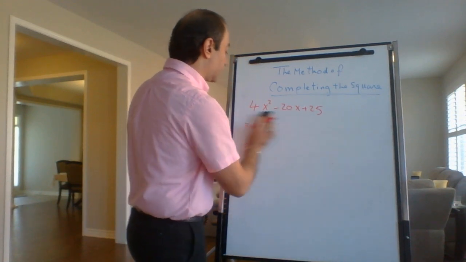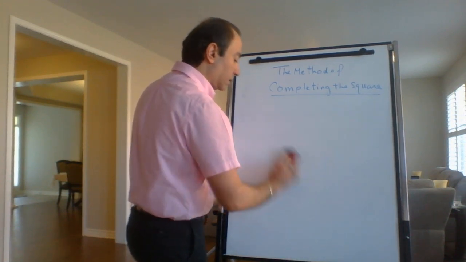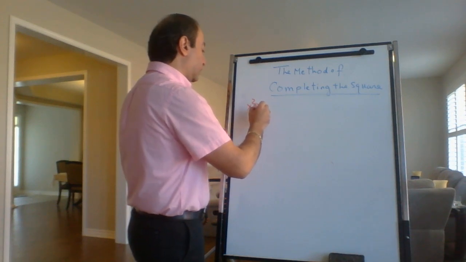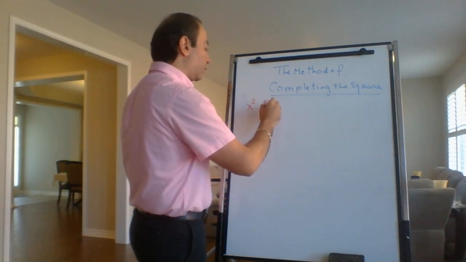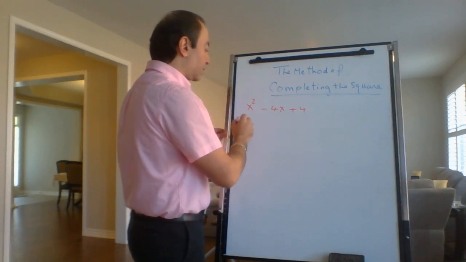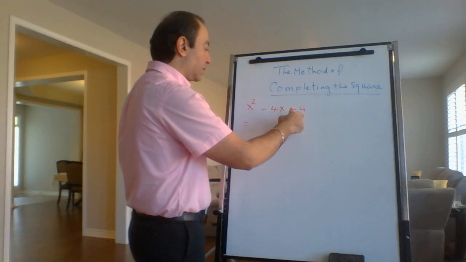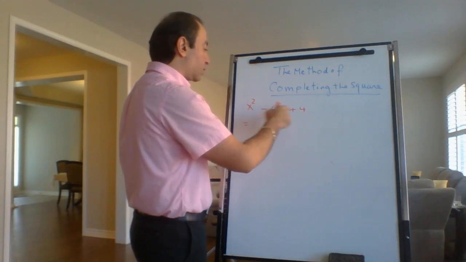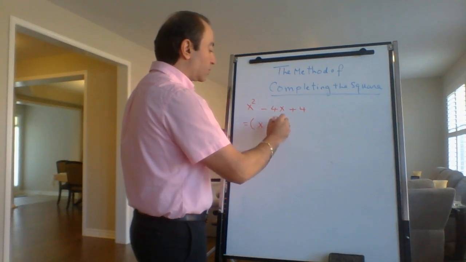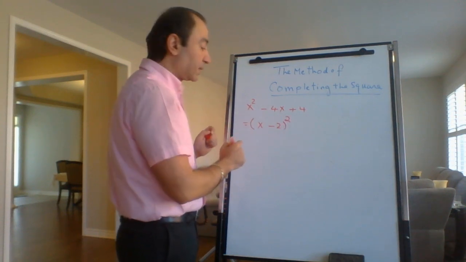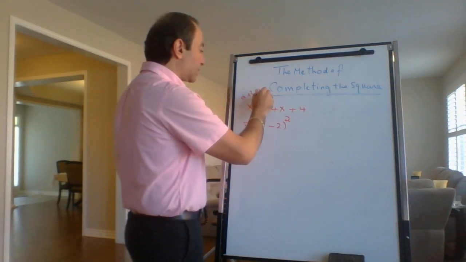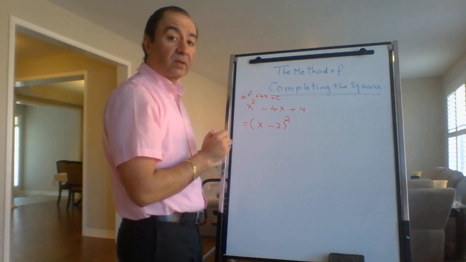Let me give you another example, maybe easier. x squared minus 4x plus 4. This is a perfect square because a is a perfect square and c is a perfect square. Square root of a times square root of c times 2 equals the middle term. So this is (x minus 2) squared. If you look at this, you can see that this is in the form of ax squared plus bx plus c, which is standard form.